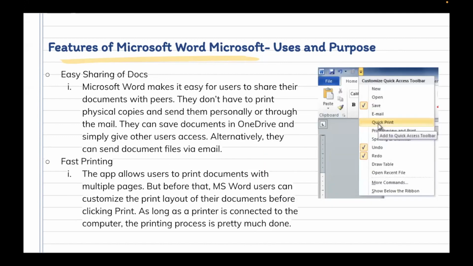Easy sharing of docs. Microsoft Word makes it easy for users to share their documents with peers. They don't have to print physical copies and send them personally or through email. They can save documents in OneDrive and simply give the users access. Alternatively, they can send the document files via email.